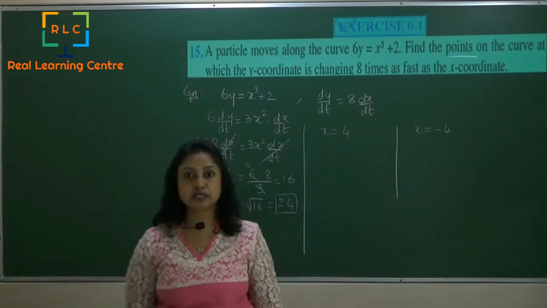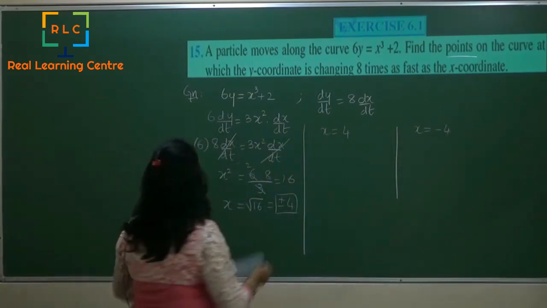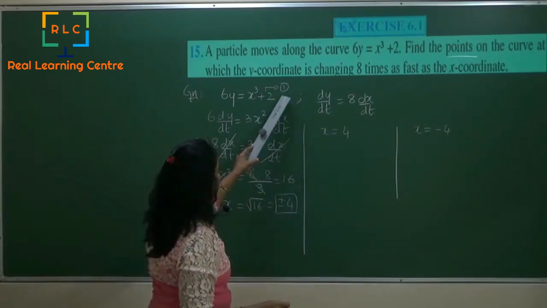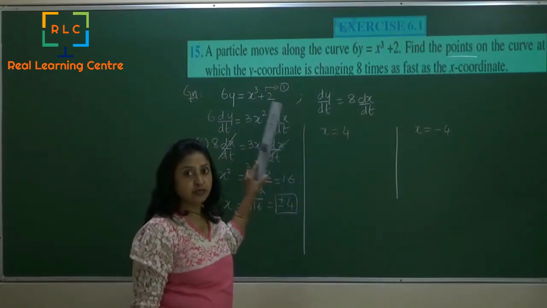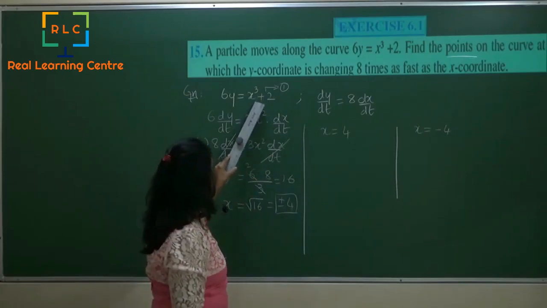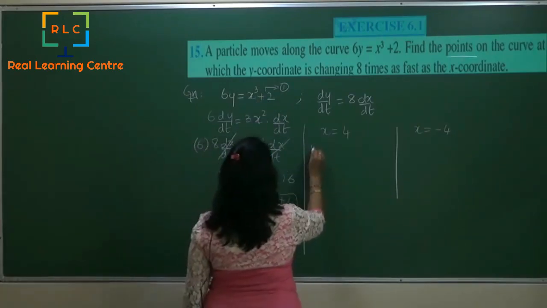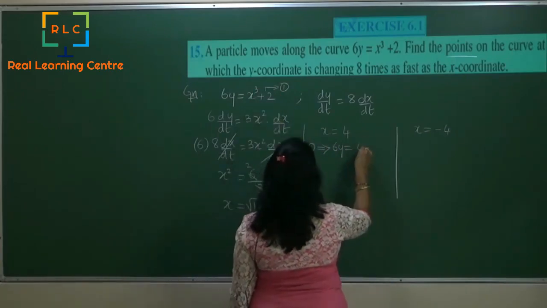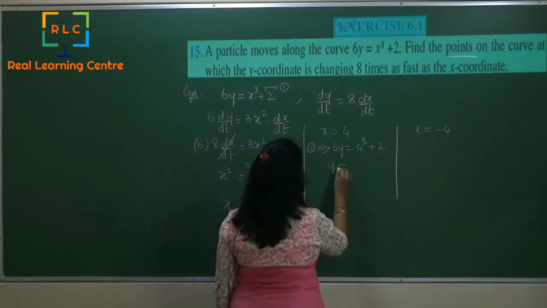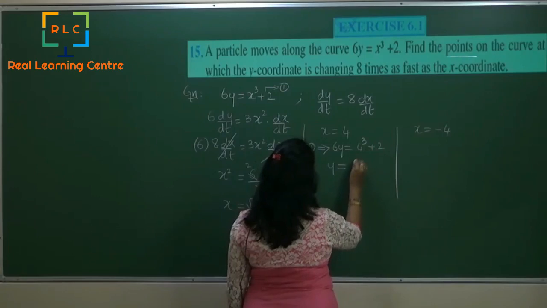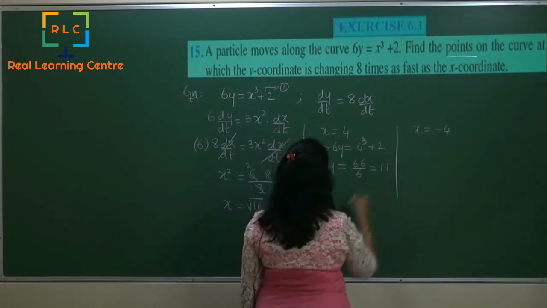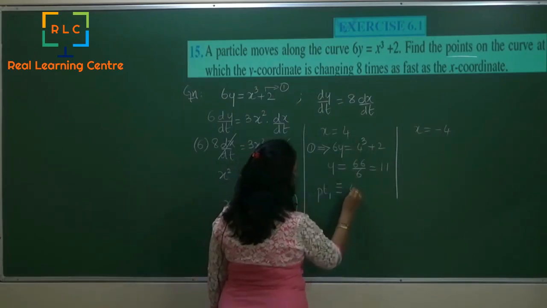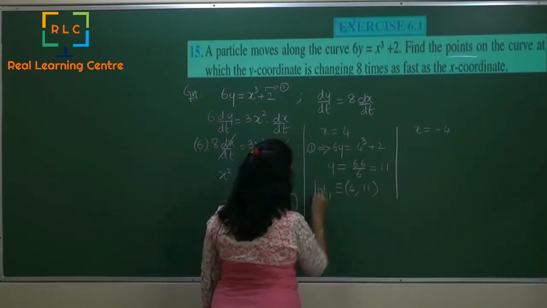Where are these points? These points are on the curve. So my curve equation is whatever they have given. These points are lying here, which means that this x equal to 4 can be plugged into our curve equation, that is equation number 1. So when x is equal to 4, equation number 1 implies 6y is equal to 4 cube plus 2. So y is equal to 4 cube is 64, 64 plus 2 is 66 by 6, which is equal to 11. Therefore, point 1 is x is 4 and y is 11.